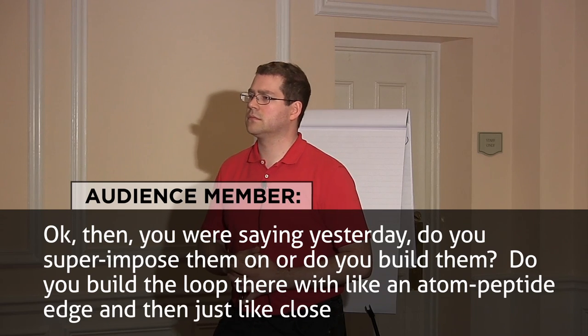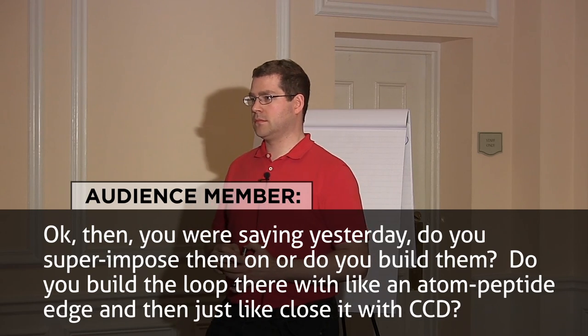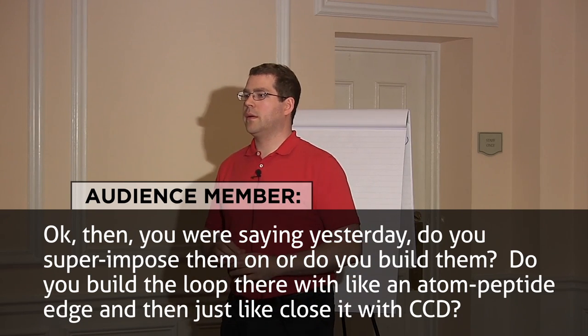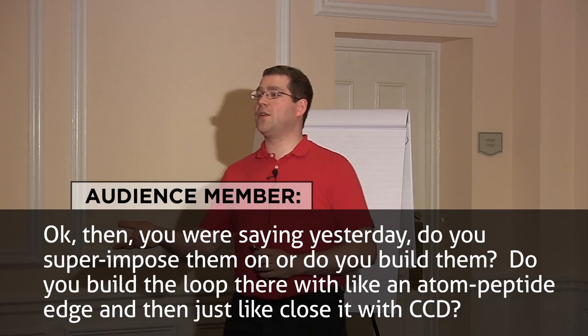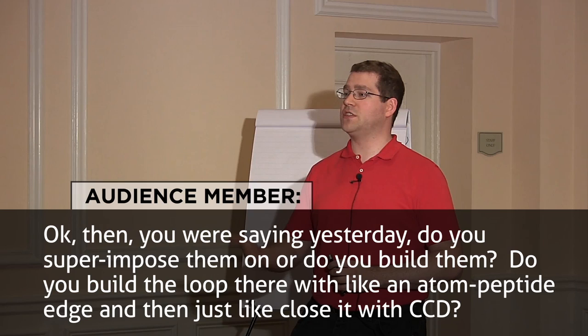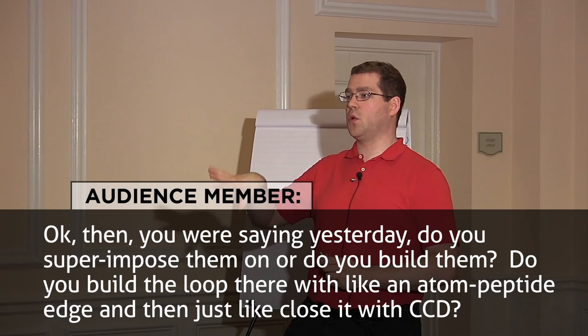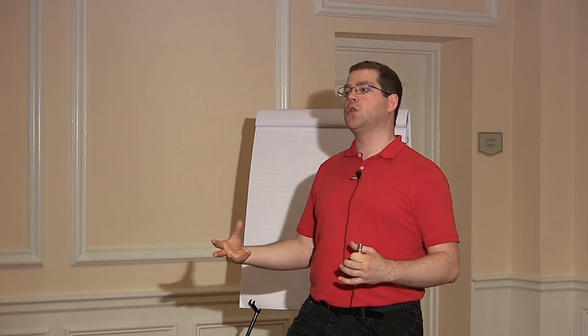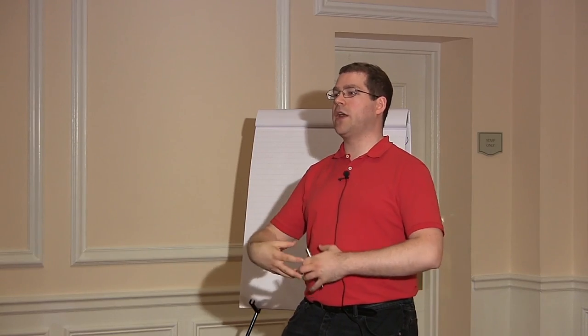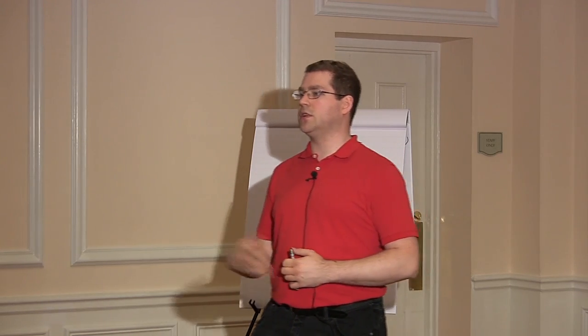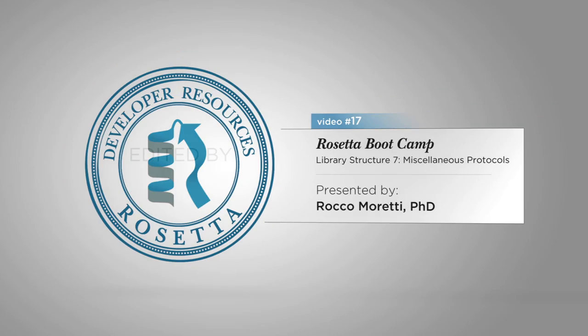Question: Do you superimpose them on, or do you build them? Do you build the loop there with just like an add peptide edge, and then you close the loop? Once you've found your loop, how do you actually build it into your structure? Well, as I mentioned, the loop hashing database doesn't store the entire structure. It just stores the backbone torsions. So in applying the loop, you're not actually taking the coordinates from the loop. Instead, what you're doing is taking and applying the backbone torsional angles to the loop that you're trying to manipulate.